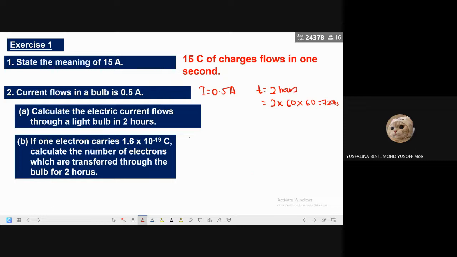Then they ask you to find the charge that flows, so you need to find Q. So Q is equal to It, right? Q equals It. So here you just need to multiply.